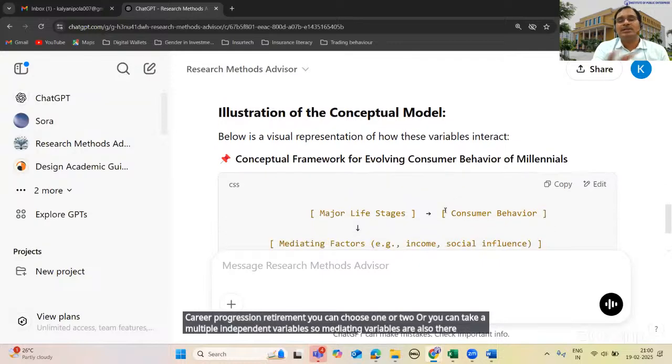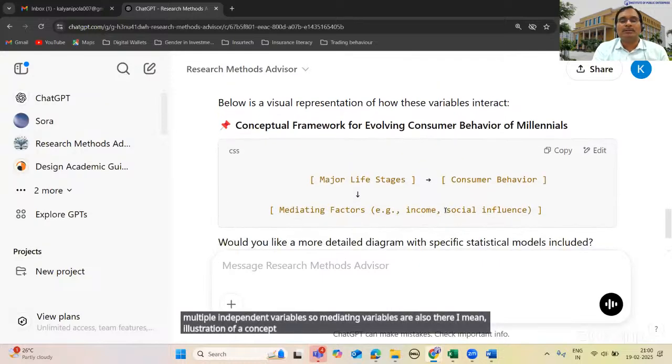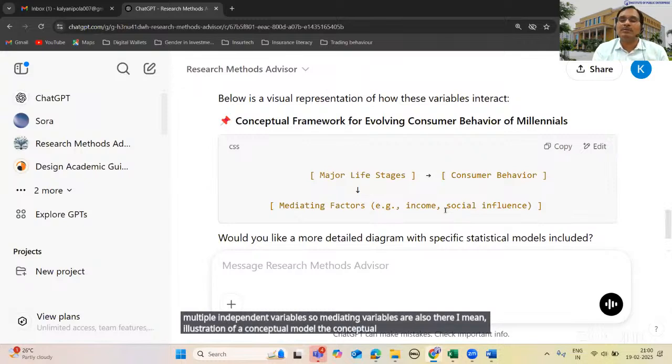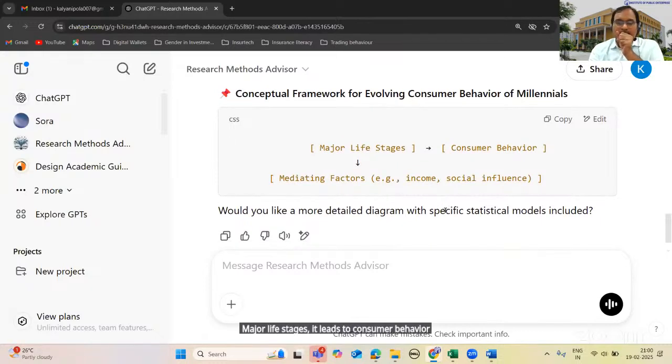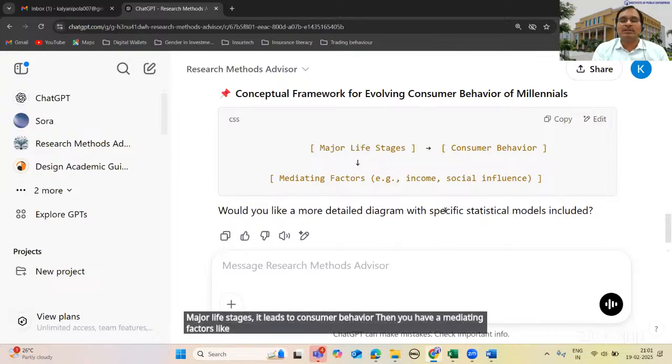Now, in this illustration of a conceptual model, a conceptual framework for evolving consumer behavior of millennials, major life stages lead to consumer behavior. Then you have mediating factors like income, social influence, and so on and so forth.